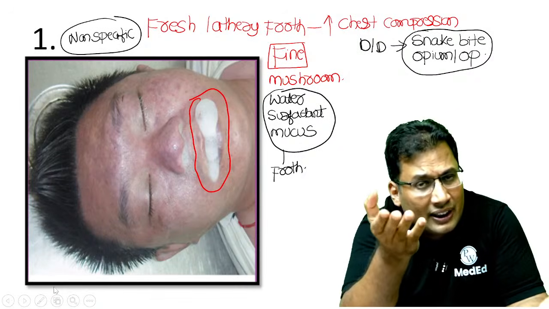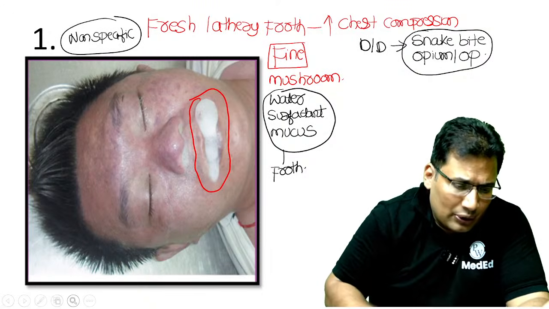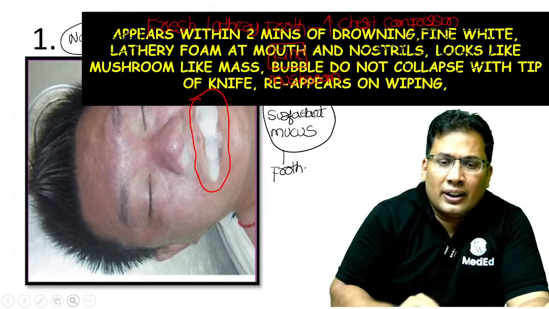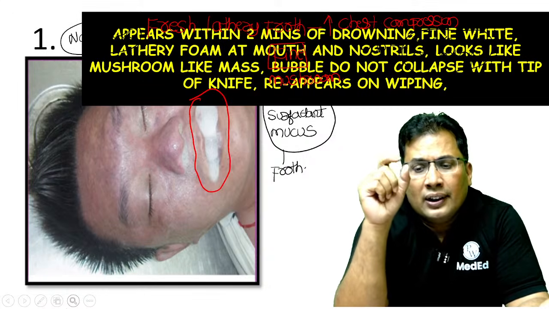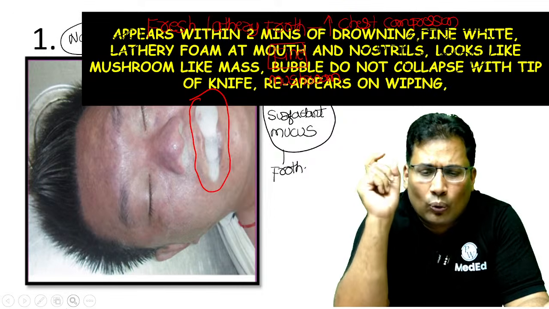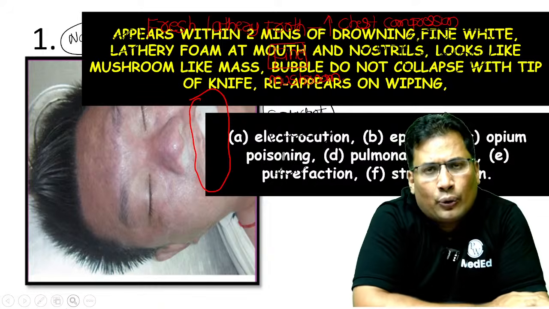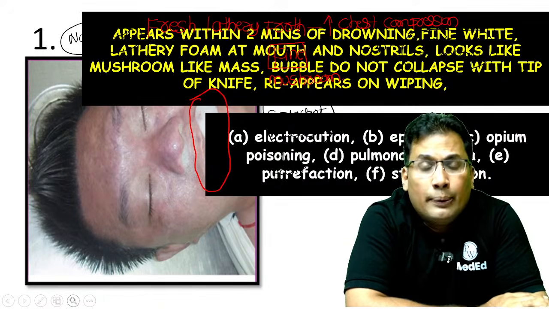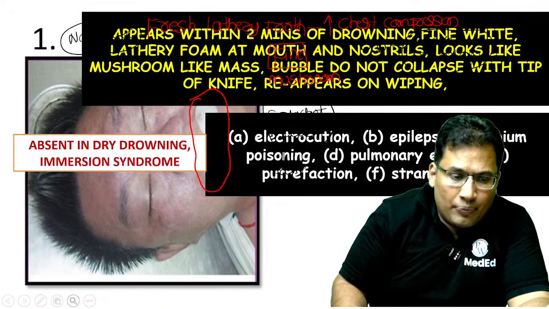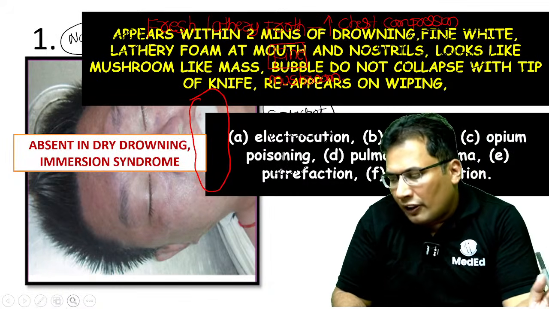Froth can be seen in epilepsy, in electrocution, in other systemic conditions also. So try to memorize. It appears within 2 minutes after drowning. It's a fine white leathery foam at the mouth and nostril, looks like a mushroom. It does not collapse. Then it can be seen in various conditions: electrocution, epilepsy, opium, pulmonary edema, putrefaction and strangulation. Absent in dry drowning and immersion syndrome. Is it okay, guys? This finding is fine.